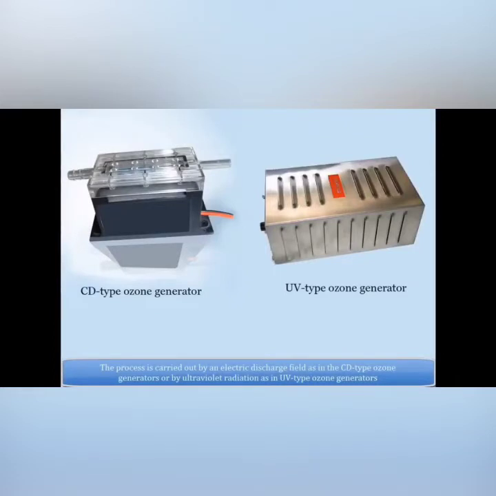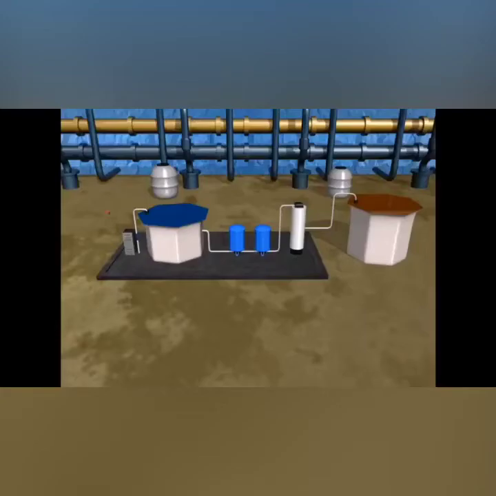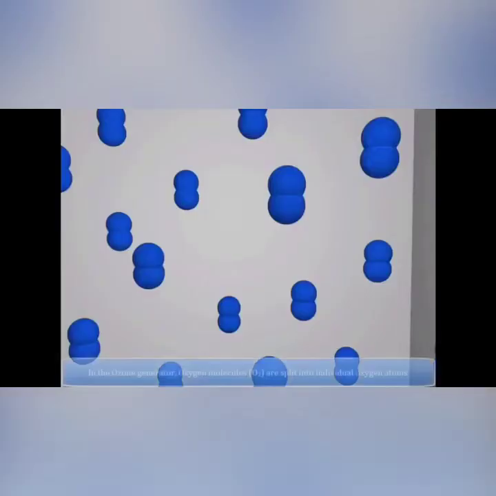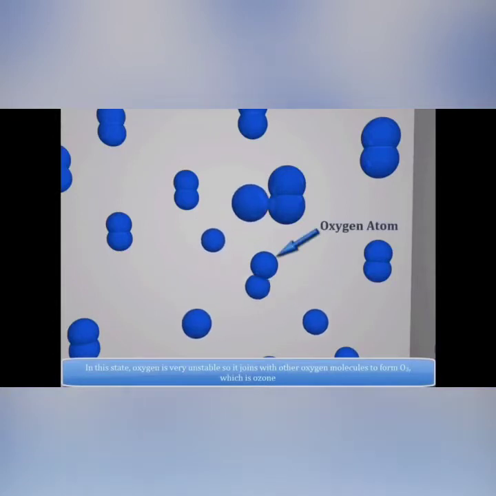The process is carried out by an electric discharge field as in the CD-type ozone generators or by ultraviolet radiations as in UV-type ozone generators. In the ozone generator, oxygen molecules, that is O2, are split into individual oxygen atoms. In this state, oxygen is very unstable, so it joins with other oxygen molecules to form O3, which is ozone.